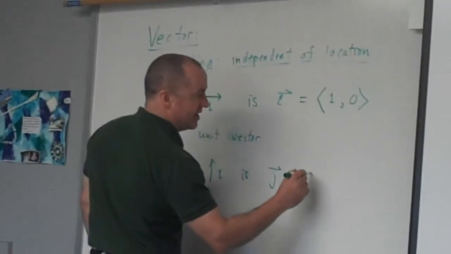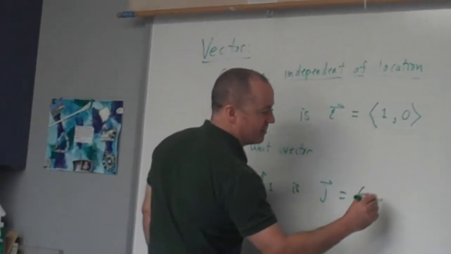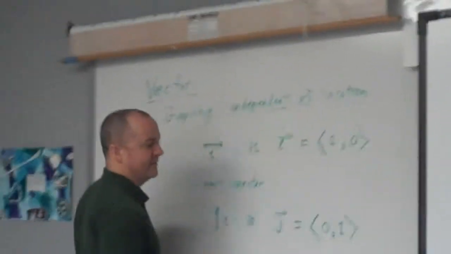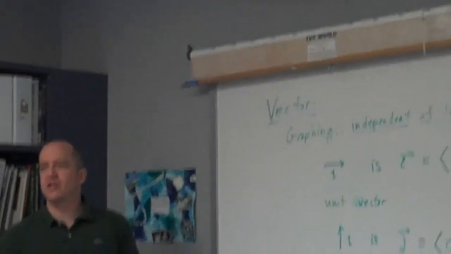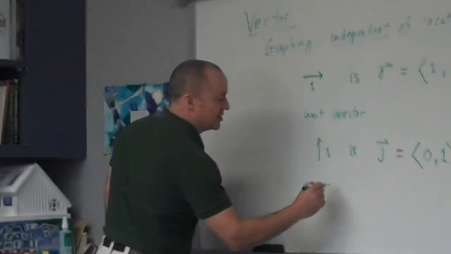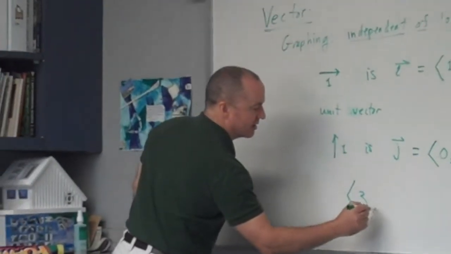So this J would represent the vector 0, 1. So this gives us another way to write our vectors. So the vector, that one's going up and down, right?